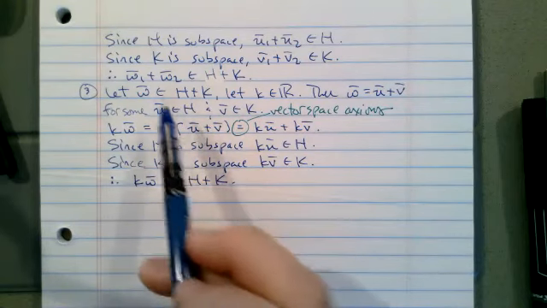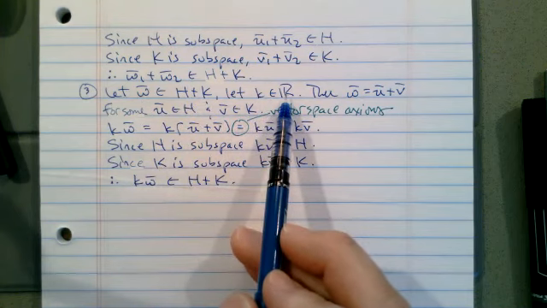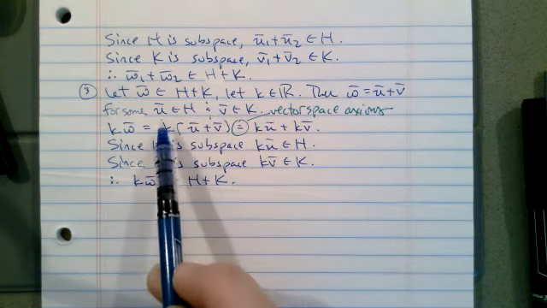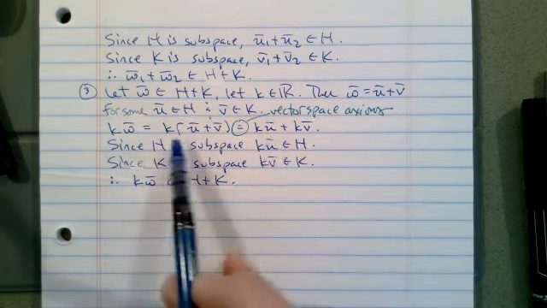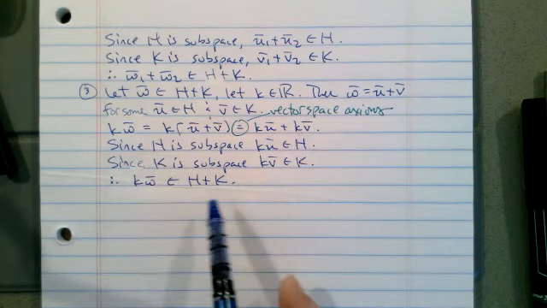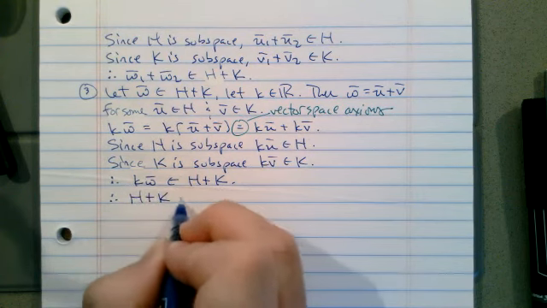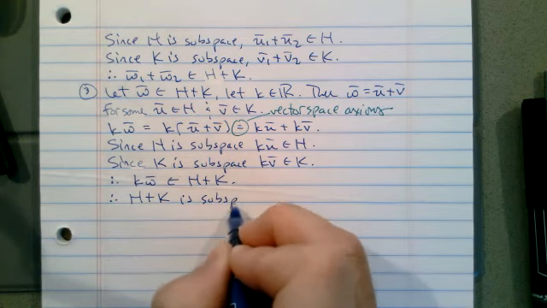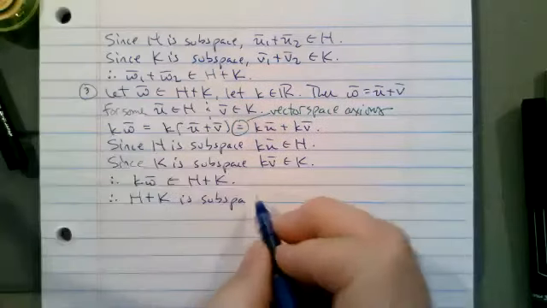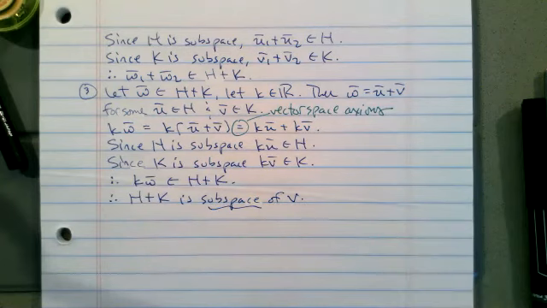Because I have written W from H plus K times K, which is a real scalar. I shouldn't use the same letter because of the K's. Oh well. I've shown that K times W is the sum of something in H and something in K. So that's what it means to be in H plus K. Therefore, H plus K is a subspace of V. And we're concluding the subspace part.